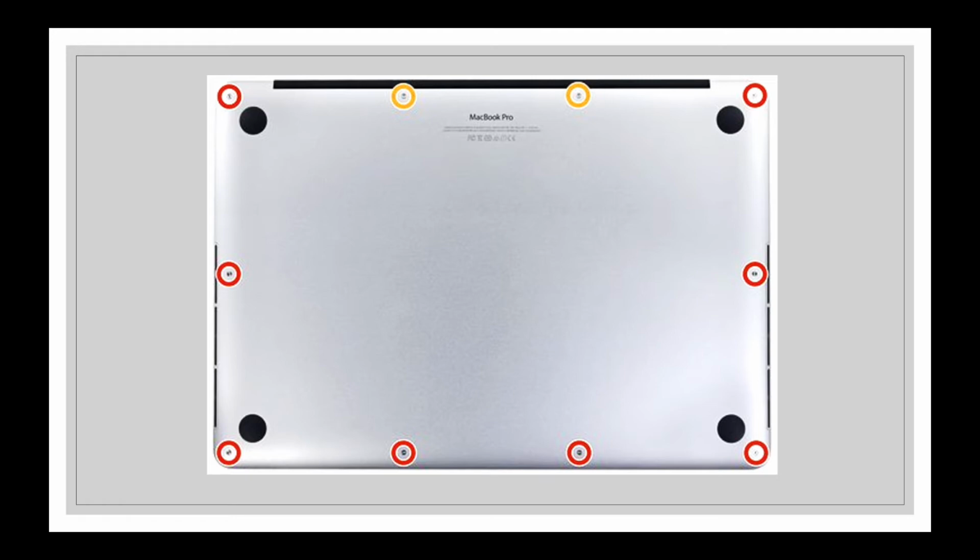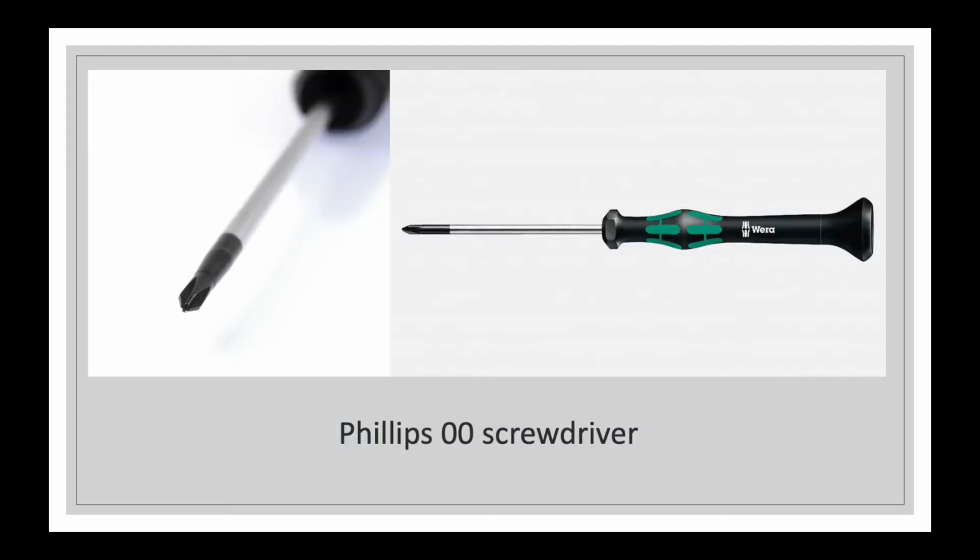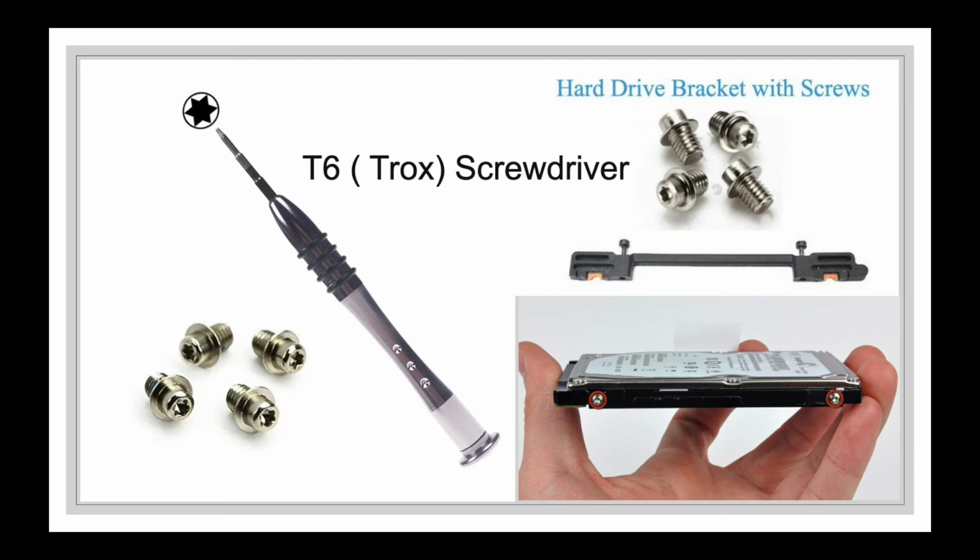At the rear side of the MacBook you can find 10 screws, 3 mm and 3.5 mm screws, and all these screws are Phillips type. We can remove these screws with the help of a Phillips screwdriver. Inside this MacBook Pro you can find a hard drive. That hard drive can be easily removed with the help of a T6 screwdriver. We call it a T6 Torx screwdriver.